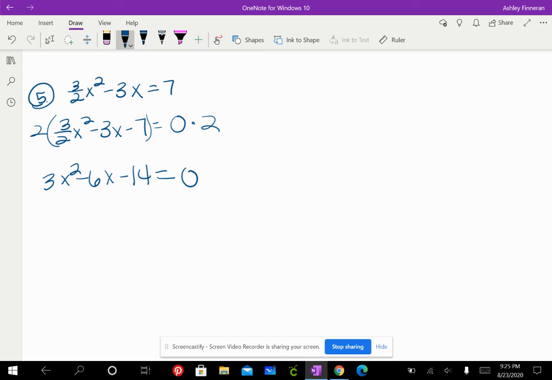And then I would try to factor, and you're going to see pretty quickly. So we know this has to be 3x and x. My options of numbers that multiply to 14, I have 1 and 14, 2 and 7. So I would probably start with 2 and 7. So this would give me 6 and 7. That's not going to work.